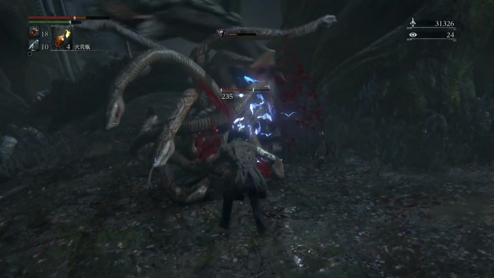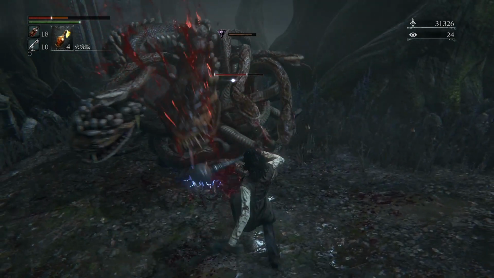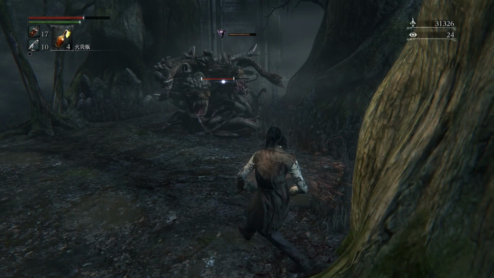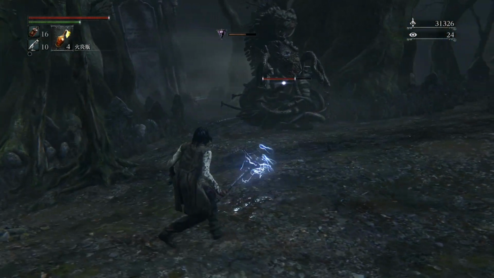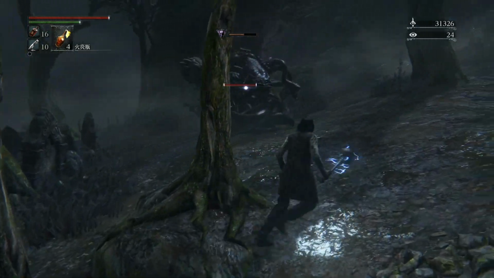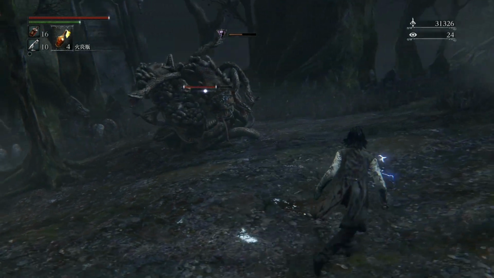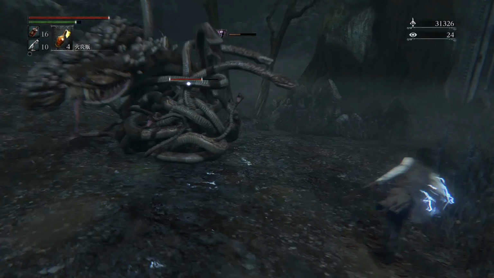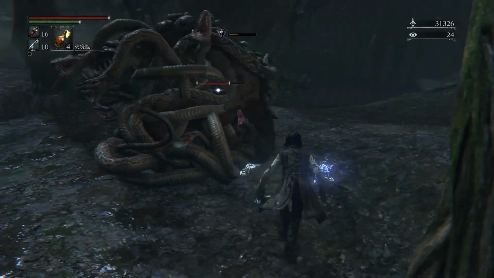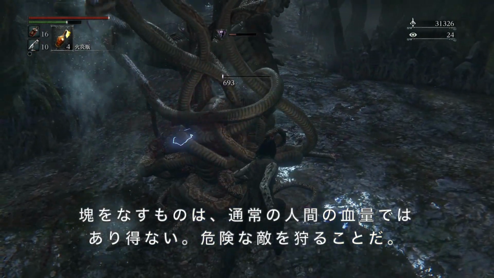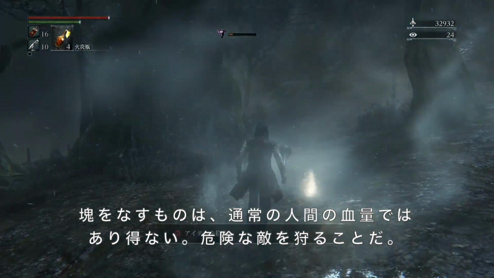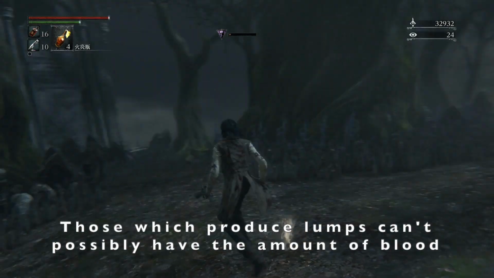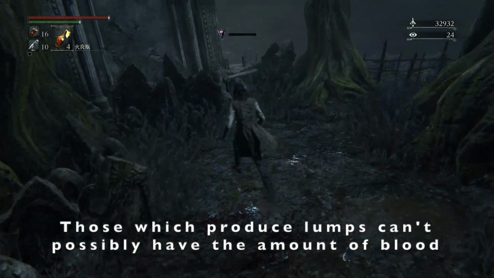So, let's turn now to the content of those lines, because I think this is another instance of gameplay-relevant information, arguably being more important than the exact phrasing of the Japanese. We've seen this before in items like the wooden shield or the antidote I just used, where some allowance needs to be made for function. Literally, the Japanese informs us that creatures which produce chunks have quantities of blood impossible for normal humans, and then it exhorts the player to hunt dangerous enemies.